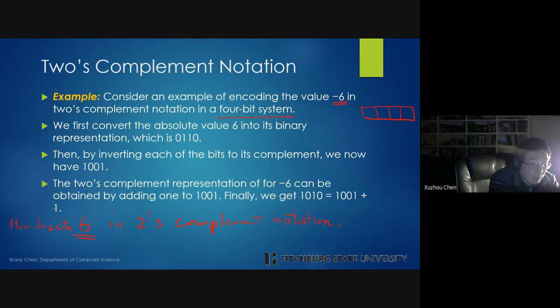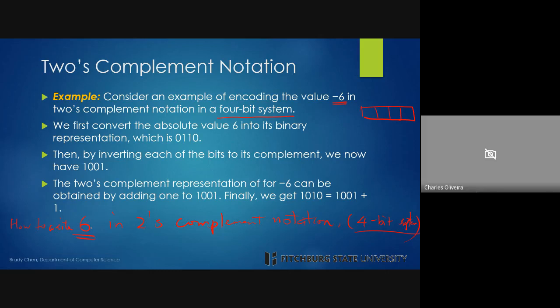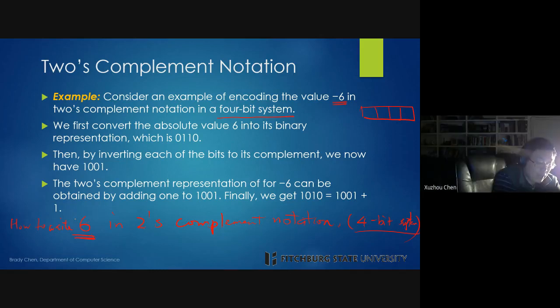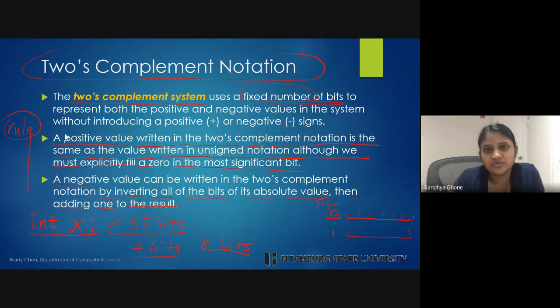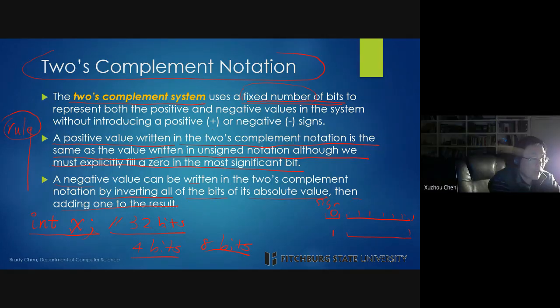Now, suppose I have a 6. In the two's complement system, I use a 4-bit system. How can I represent the number 6? What is the sign for number 6? Is it positive or negative? Positive. 6 is positive, right? Because I don't have a negative sign before it. Now for positive, what's the rule? A positive value written in two's complement notation is the same as the value written in unsigned notation.